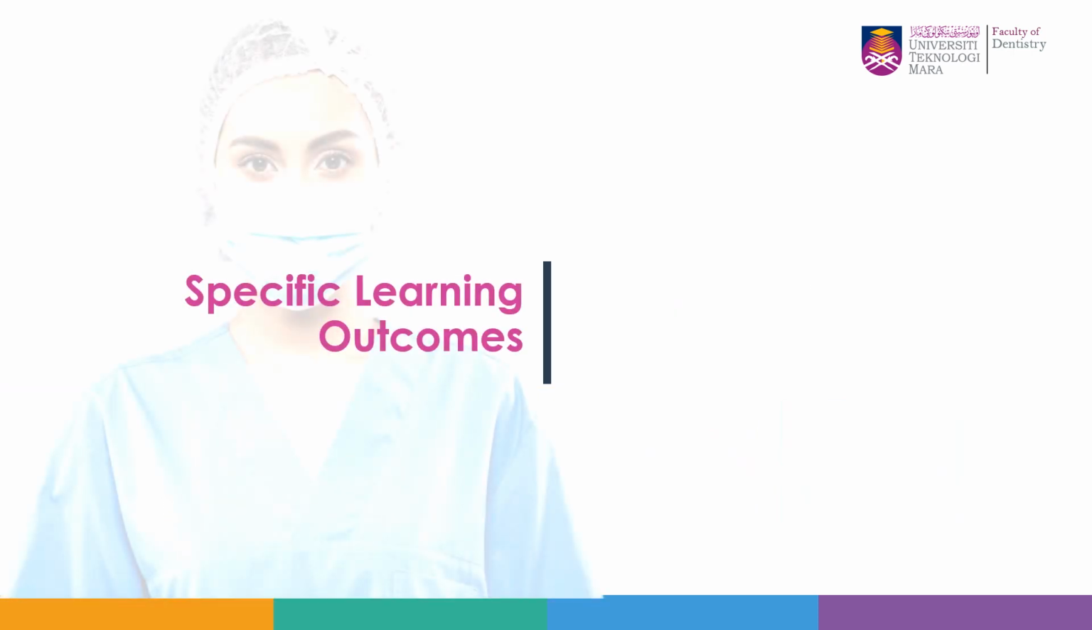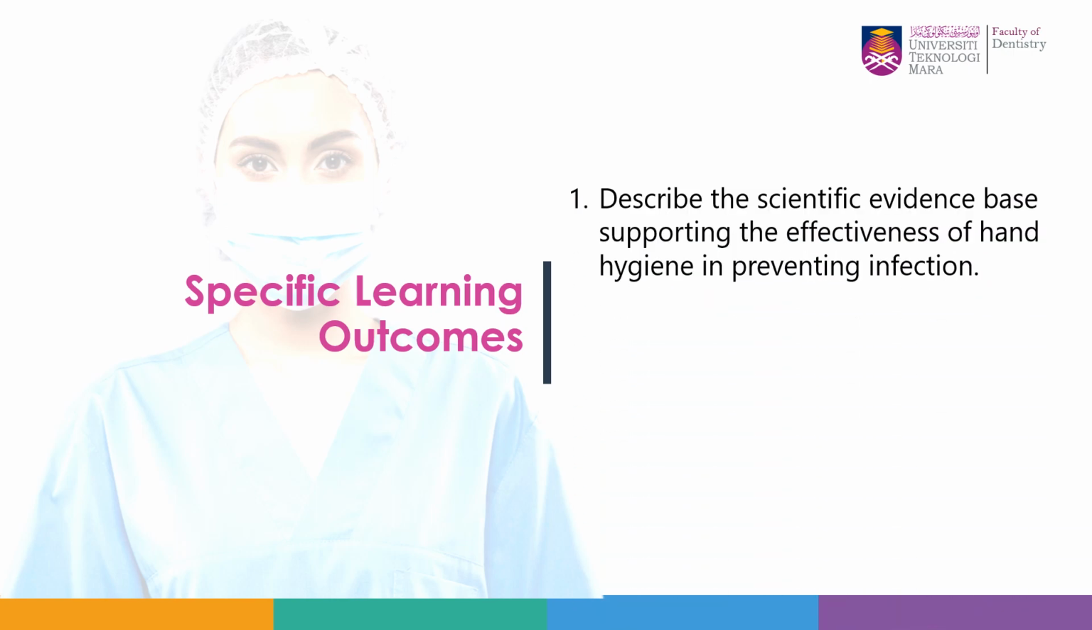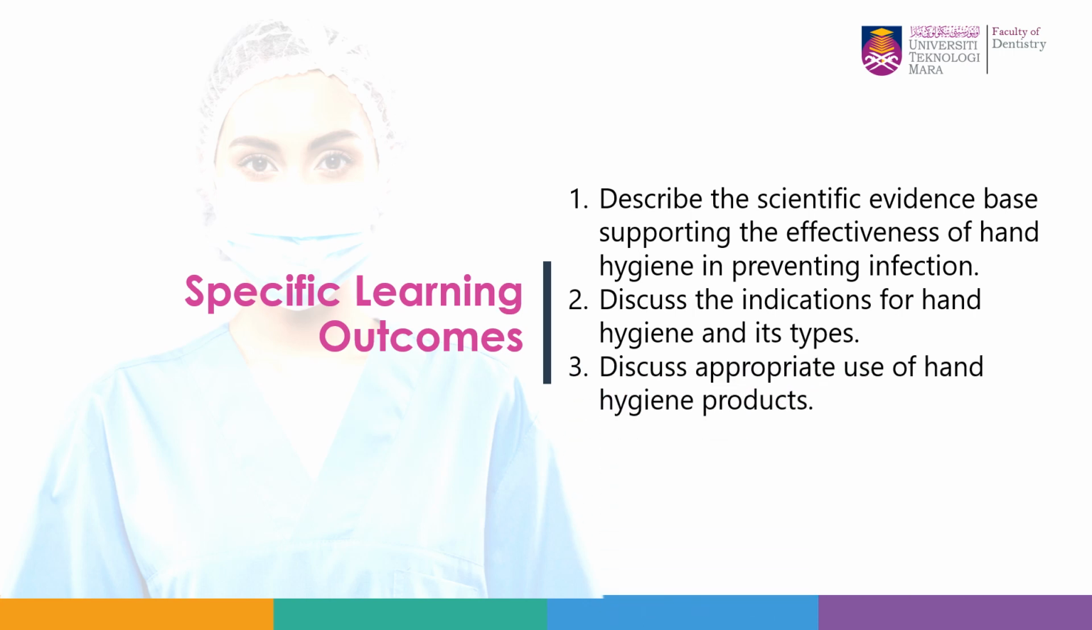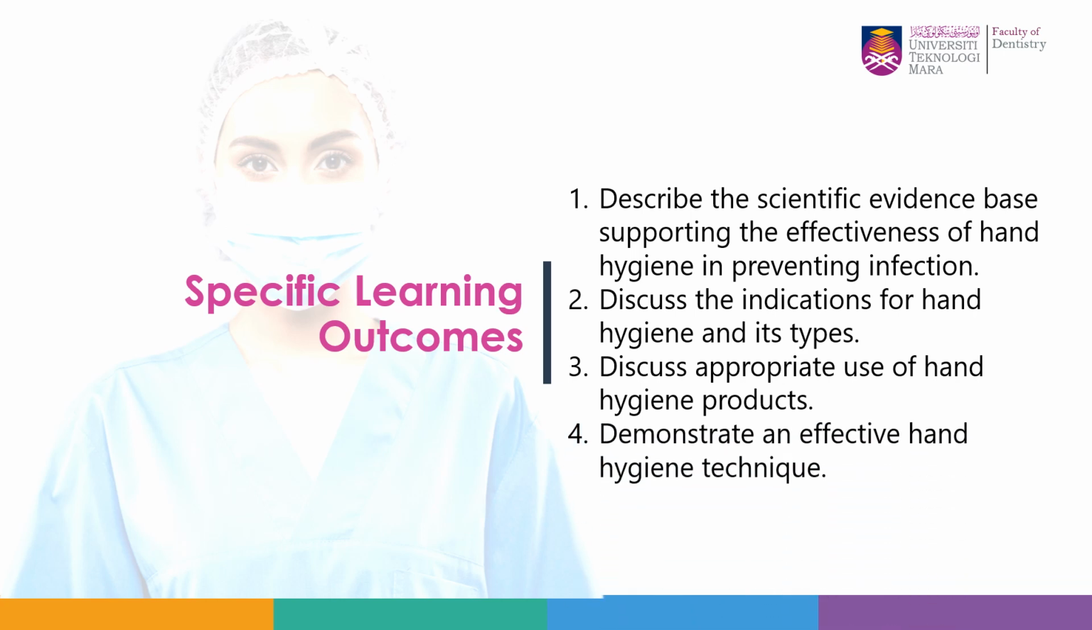Specific learning outcomes for this topic are: one, describe the scientific evidence base supporting the effectiveness of hand hygiene in preventing infection. Number two, discuss the indications for hand hygiene and its types. Number three, discuss appropriate use of hand hygiene products. Okay, so there are three specific learning outcomes. Sorry, there's another one: demonstrate an effective hand hygiene technique. So this is the one that we are going to concentrate on more. Okay, so I'll be showing you some videos as well.